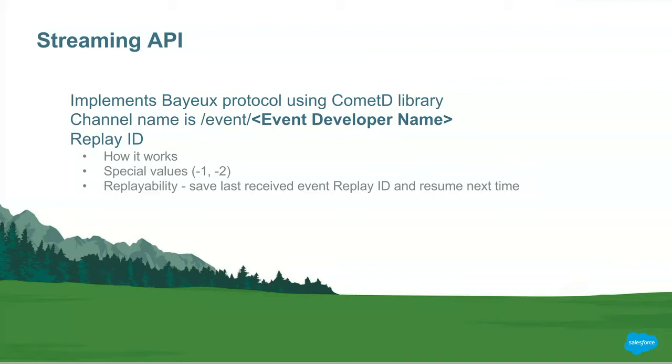Subscribing externally is done through our Durable Streaming API. That's pretty well documented online. It uses the open standard Bayeux protocol. The CometD library is a popular implementation of it. And I think Alex has a demo which would probably illustrate that a little more clearly.